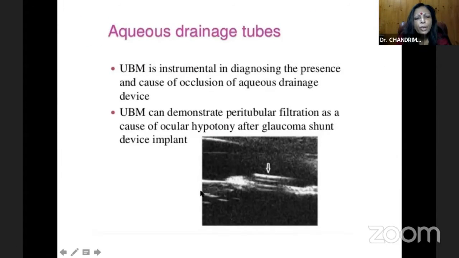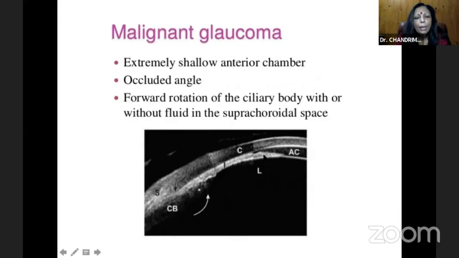Then if you've used an aqueous drainage device, then it's instrumental in diagnosing the presence and cause of occlusion of the aqueous drainage device. This also happens very often in angle closure glaucoma, where we've used a tube and the tube gets blocked due to the shallow AC that's there in angle closure. So the UBM actually there plays a good role. In malignant glaucoma, extremely shallow anterior chamber, occluded angle, forward rotation of the ciliary body, as you can see out there, without fluid in the suprachoroidal space, so it can diagnose malignant glaucoma.